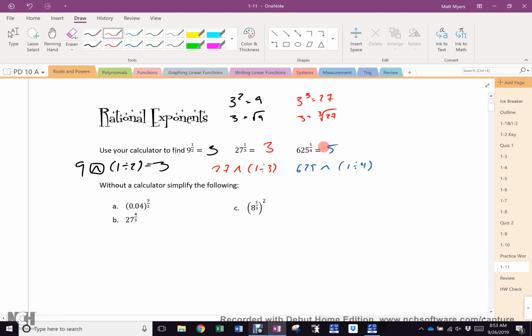Yes. Is there a relationship between 625 and 5? Yes. What is it? 5 to the fourth equals 625. So that means the fourth root of 625 equals 5, yes? Yes. All right. If the square root of 9 equals 3 and 9 to the 1/2 equals 3, what do we know about the square root of 9 and 9 to the 1/2? If this equals 3 and this equals 3, then what do we know about both of them? They are the same thing. It allows us to write this: 9 to the 1/2 equals the square root of 9.